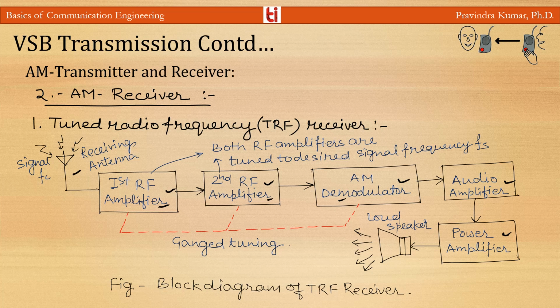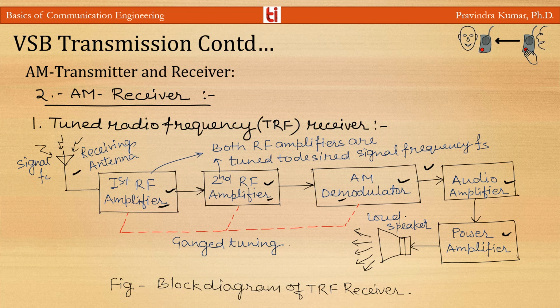The amplified signal is then demodulated, detected, by the demodulator. The carrier signal is bypassed with the low pass filter, and only the modulating signal is recovered in this process. So here we will get the modulating signal at the output of the AM demodulator after passing it through the low pass filter. The demodulated signal is amplified to an adequate power level using the audio amplifier and power amplifier and given to the loudspeaker for the desired audio reproduction. So this is the block diagram of the TRF receiver.